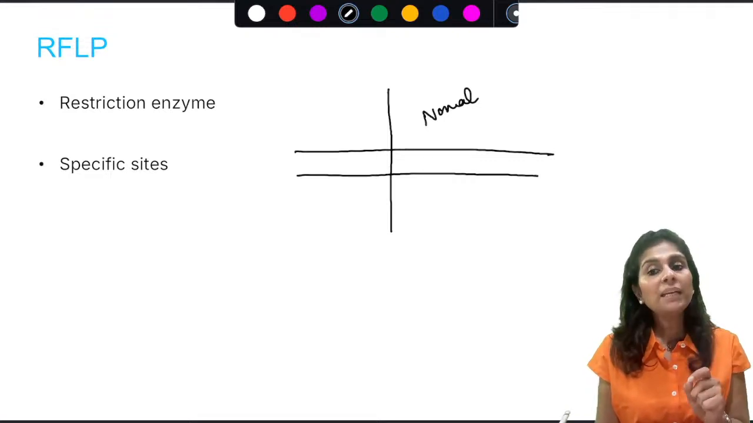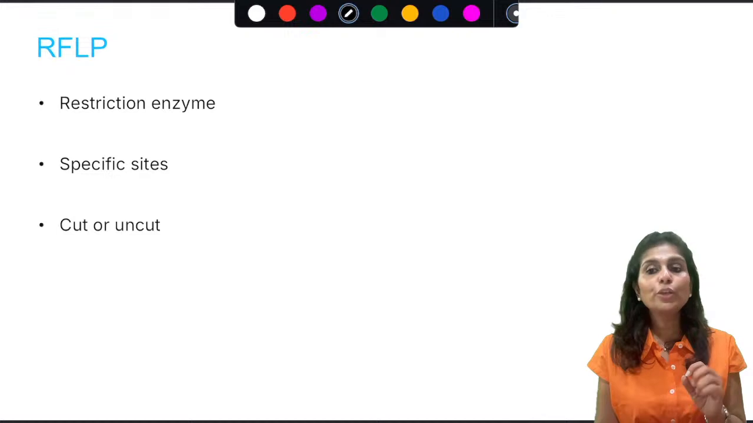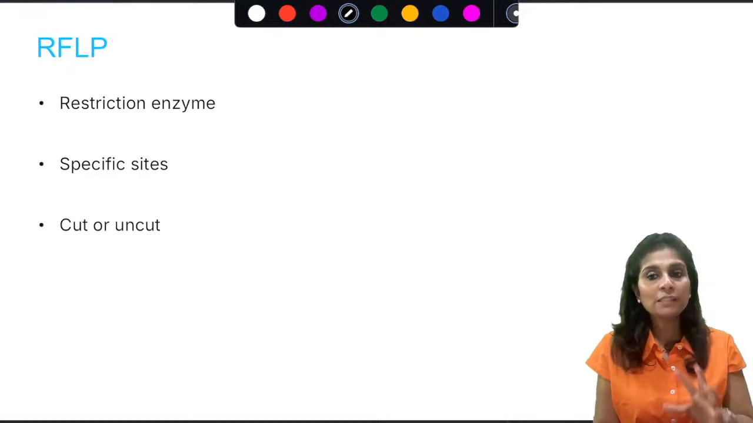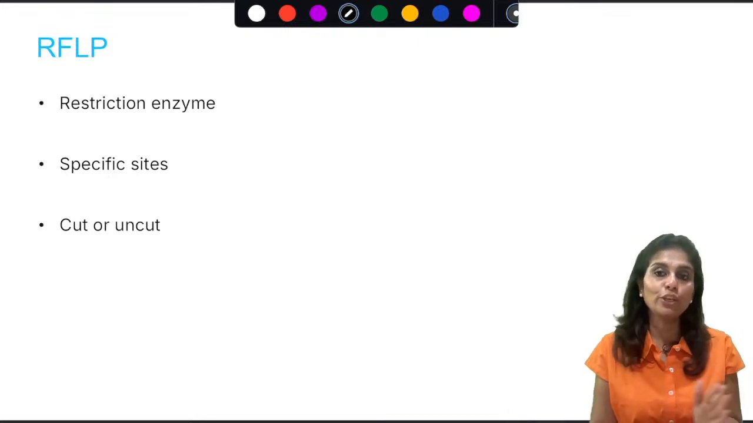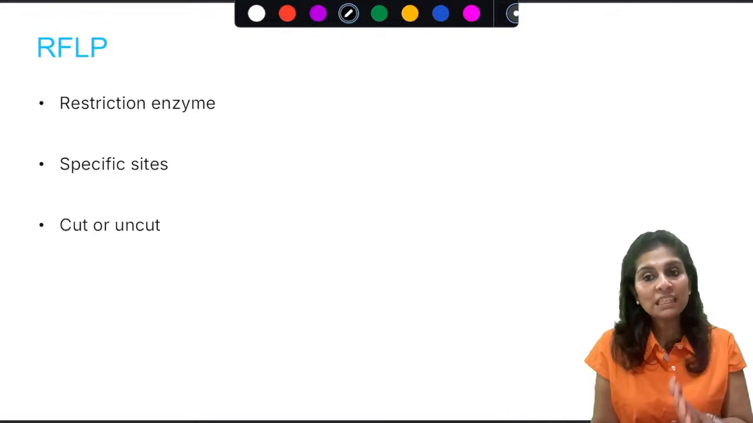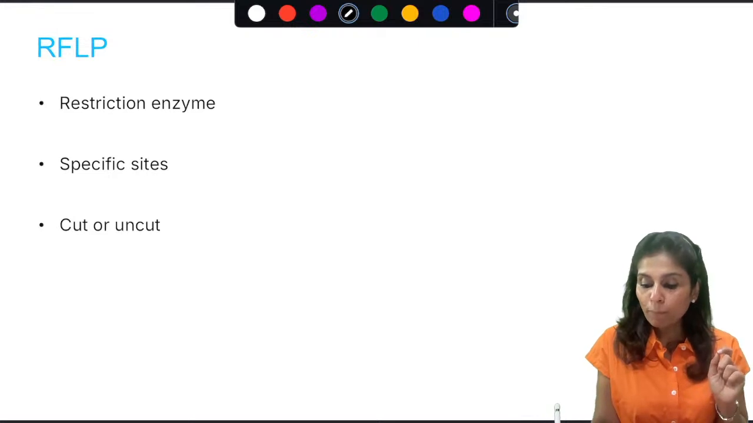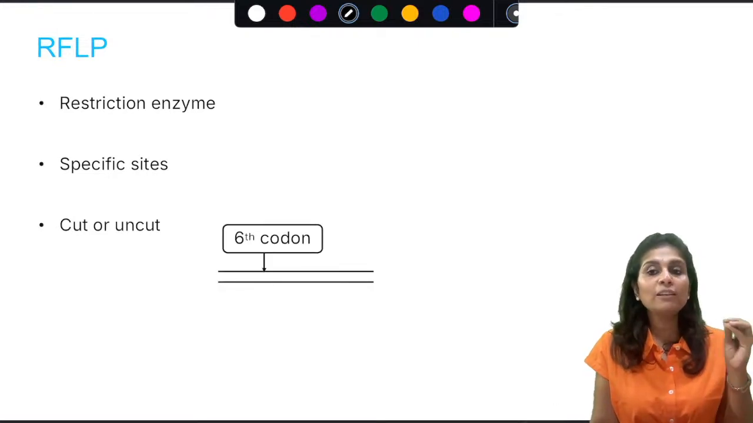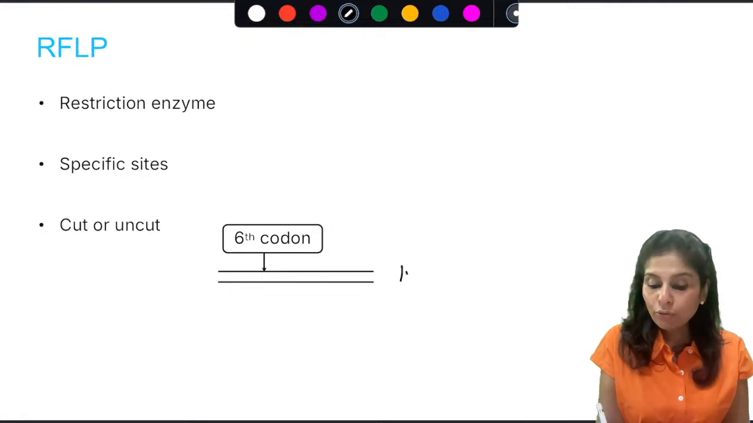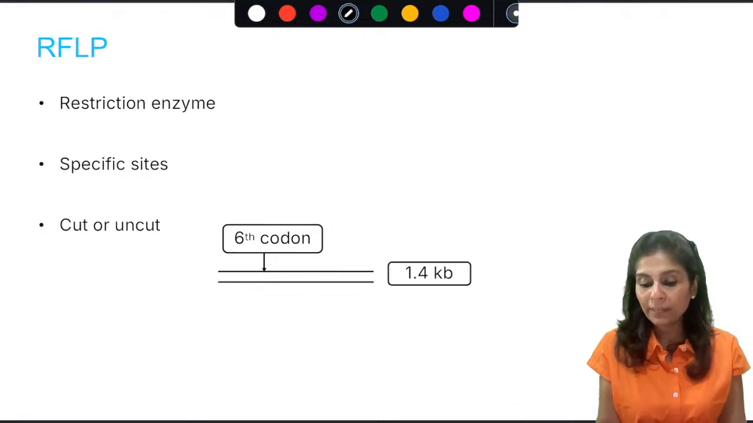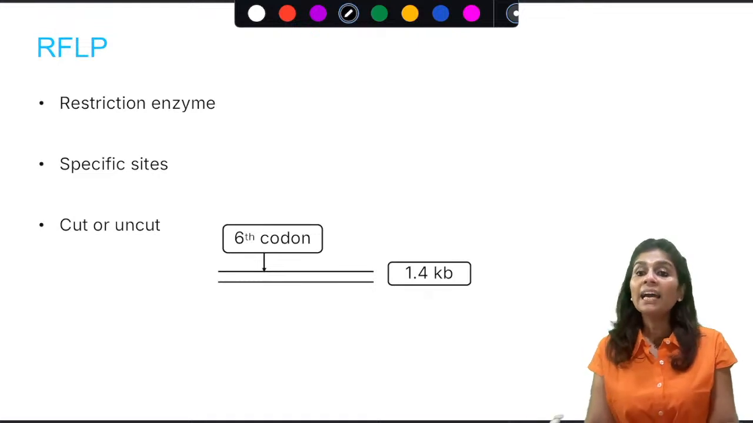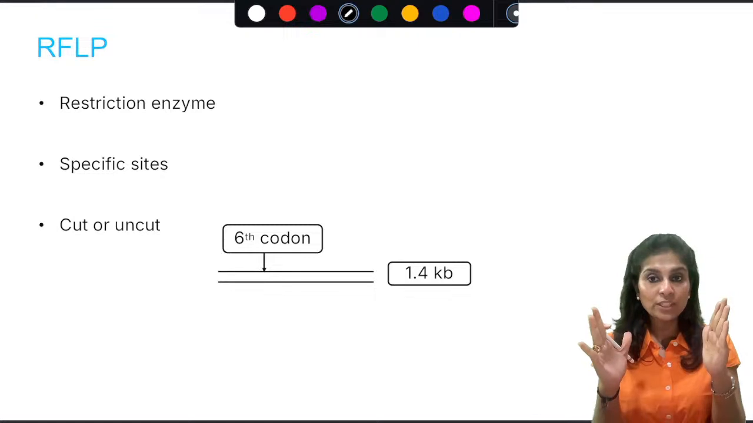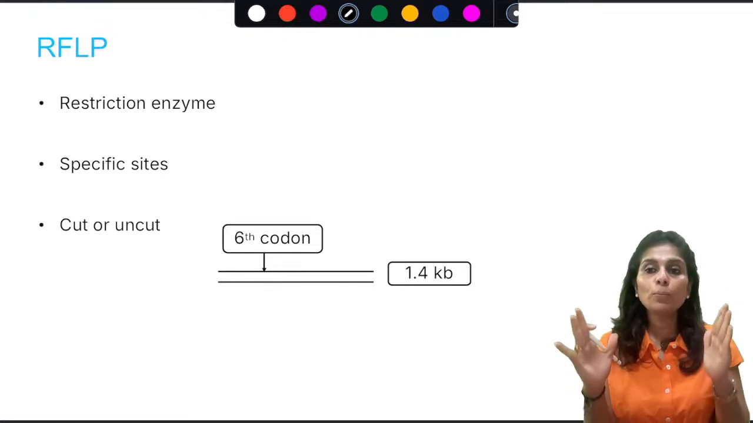And then, depending upon whether it is cut or uncut, you will be able to give the diagnosis. Okay, let me give you a specific and simple example that I've been giving you. Molecular diagnosis of sickle cell anemia, right? So following PCR, I have this fragment of beta globin gene, which includes a sixth codon, the length of which is 1.4 kilobase pair. To make it simple, I have chosen primers in such a way that I get a fragment of beta globin gene, length of which is 1.4 kilobase pair.